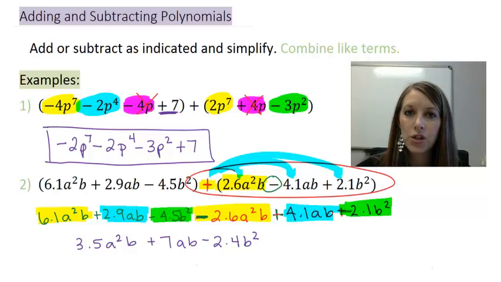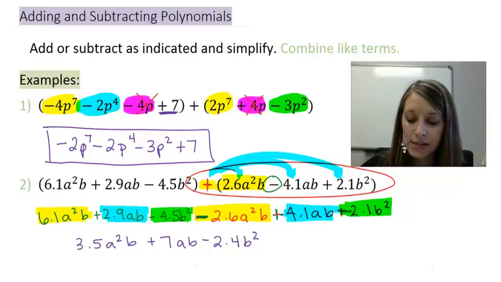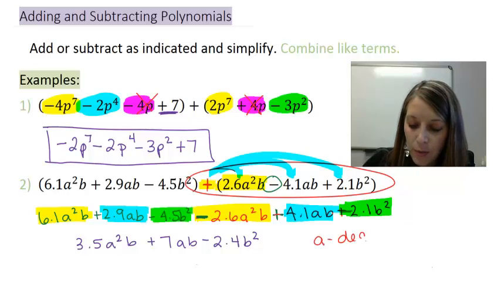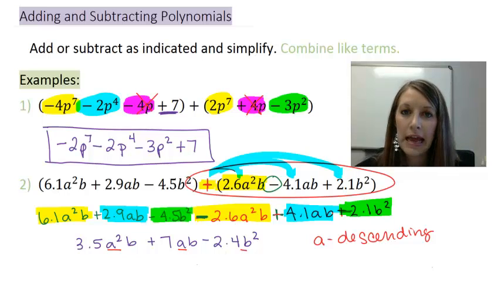So I've combined all my like terms, but before I box my answer, I want to make sure that it is in descending order, where my highest exponent is first and my lowest exponent is last. Now, this might not look like it up front, but it actually is. When I have two variables, like I do here, I have an a and a b, you want your first variable, alphabetical-wise, a, to be in descending order. And if I look at that, it is. I have a squared, I have a, and then I don't have any a's. So my a is actually in descending order.